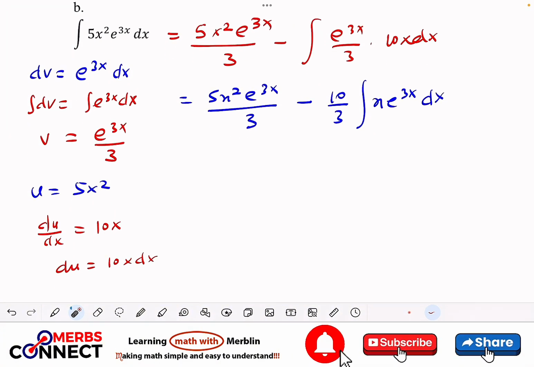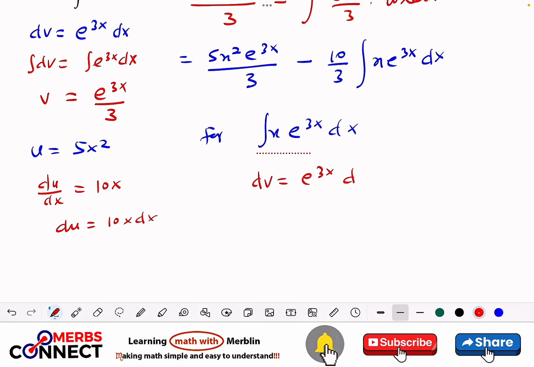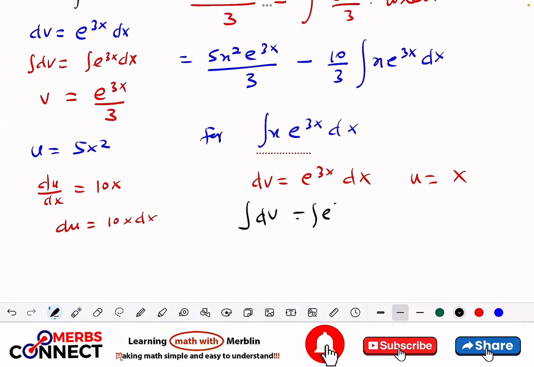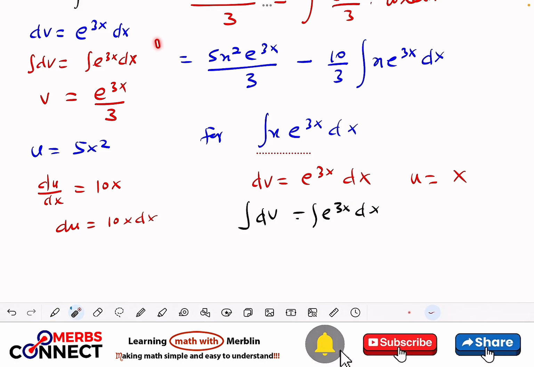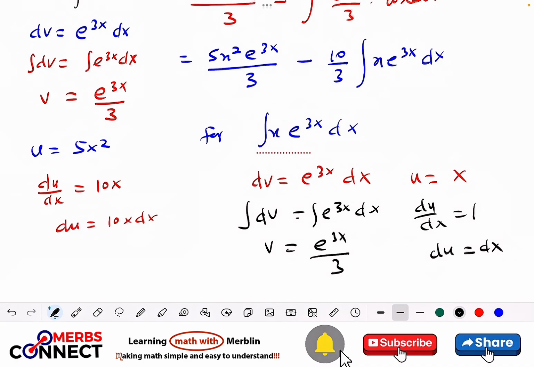Do you see that? Good. So what I'm going to do is just pick this function here and solve integration by parts again. So I'll just write x e to the power 3x dx. Here, do the same thing, pick your dv first, which will be the exponential function dx, and here my u is x. So I'm going to integrate this dv dx, which we have already done here. So v will be equal to e to the power 3x divided by 3, and du over dx will be equal to 1. So du will be equal to dx.